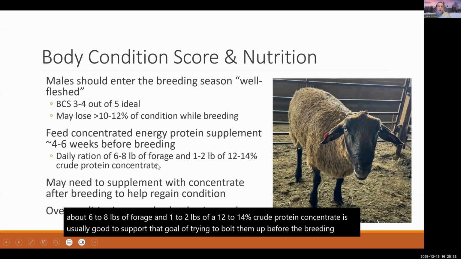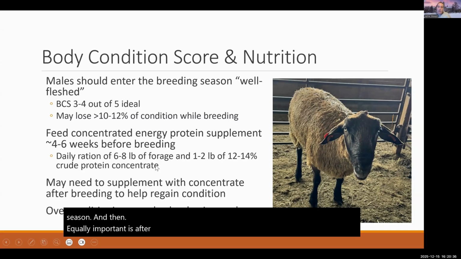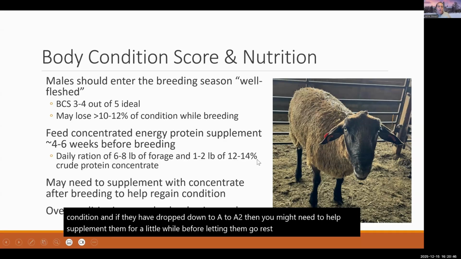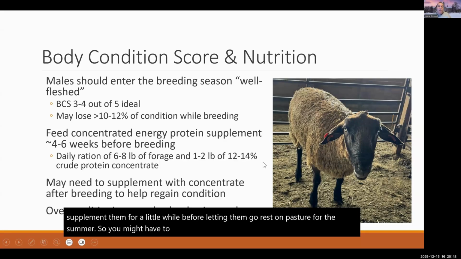And then equally important, after the breeding season, is to make sure you check their body condition. If they have dropped down to a 2, then you might need to help supplement them for a little while before letting them go rest on pasture for the summer. So you might have to help bulk them back up if they did lose a lot, especially if it was a long breeding season.